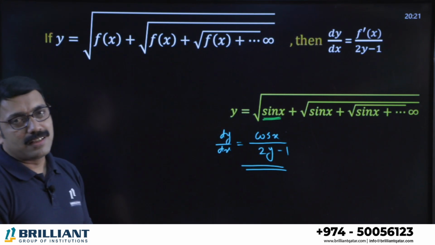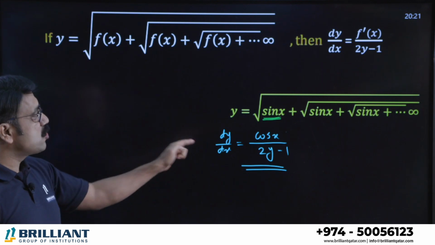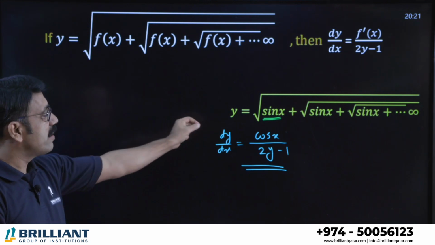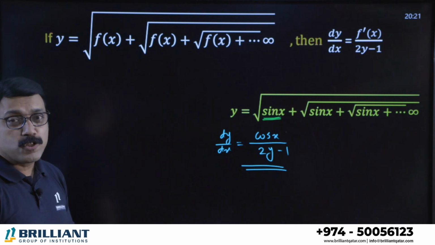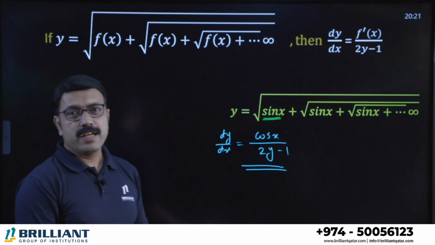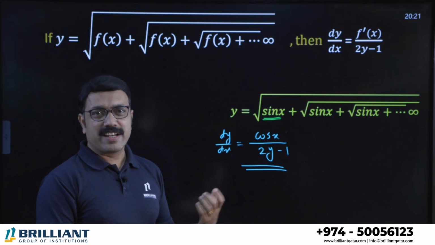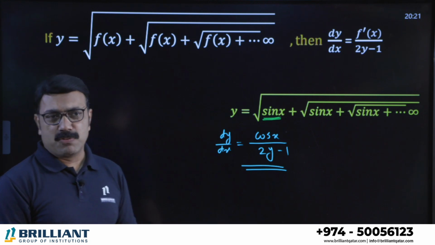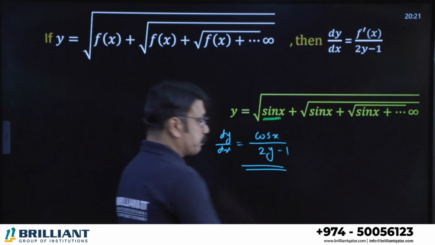Please see, f dash x divided by 2y minus 1. If you know that one, directly substitute: sin x changes to its derivative, cos x. Okay, hope all of you understood and it is clear, and see one more example for that one.